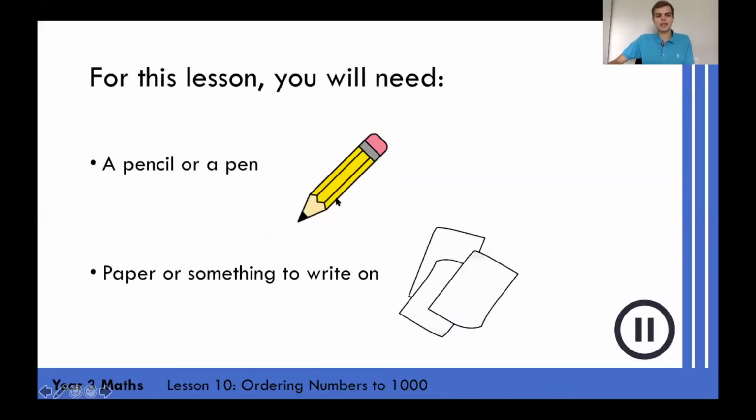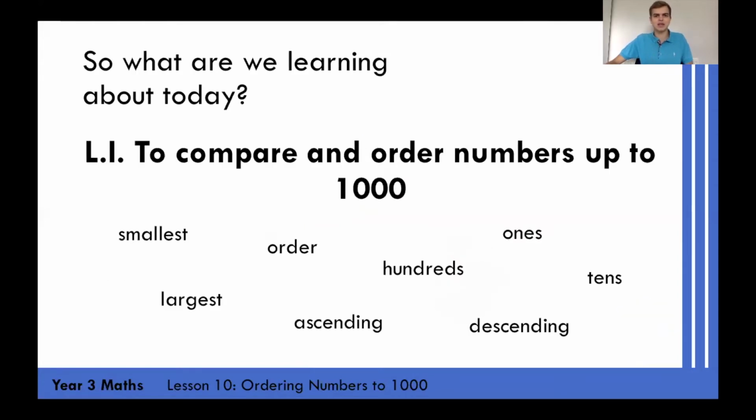So what are we going to need today? We're going to need a pen or a pencil, something to write with, and something to write on. So paper or book or whiteboard, whatever you would like to use. If you need to, pause the video now, go and get those bits and come back. If you've got them already, then we can get going straight away. Fantastic. So what are we doing today?